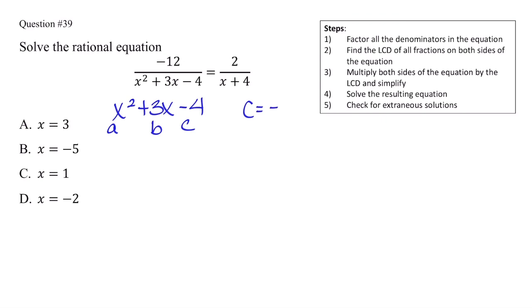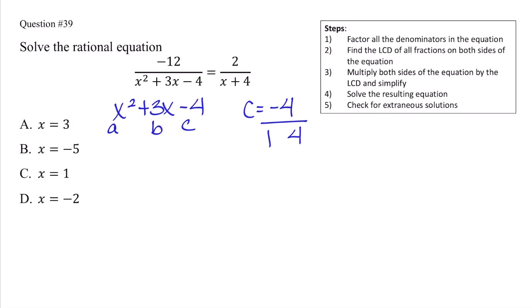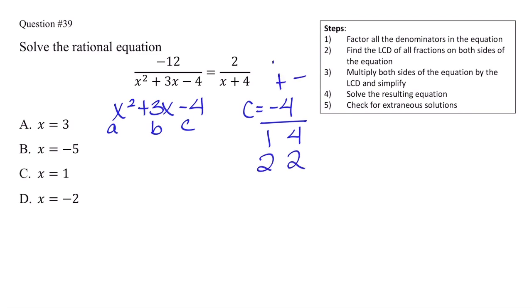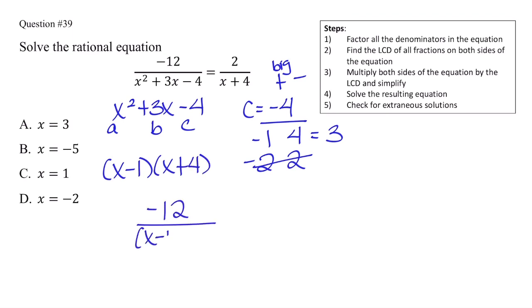So I need two factors that multiply to -4 that are going to add up to 3. So factors of -4 are 1 and 4 and 2 and 2. Since b is positive, I'm going to make my bigger factor positive, right? Because I need a positive and a negative. I'm going to make the bigger factor positive, smaller factor negative. -1 and 4 does add up to 3, so I don't need these factors. So my factors are going to be x minus 1, x plus 4. So now I have -12 over x minus 1 times x plus 4 equals 2 over x plus 4.